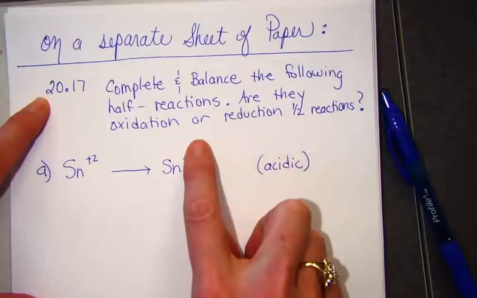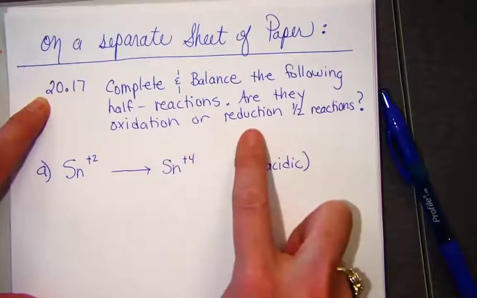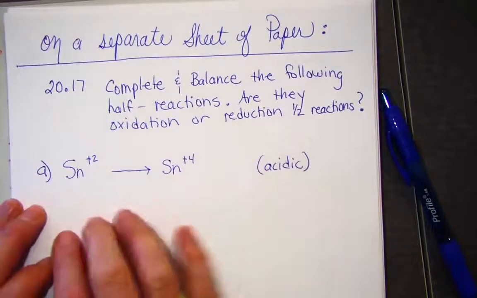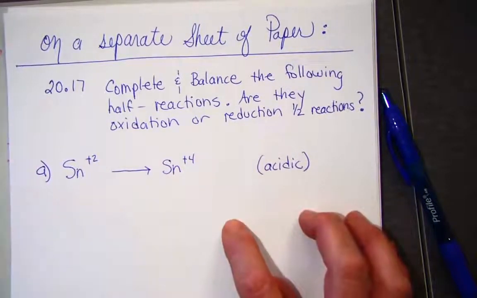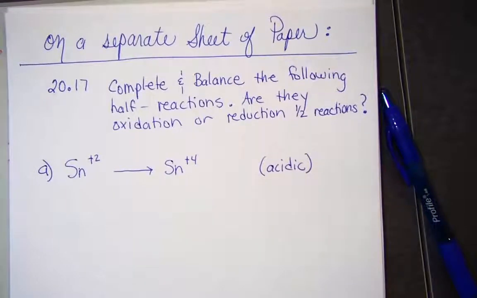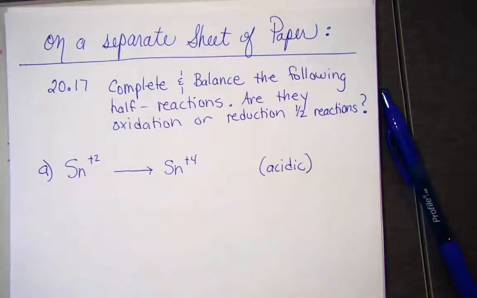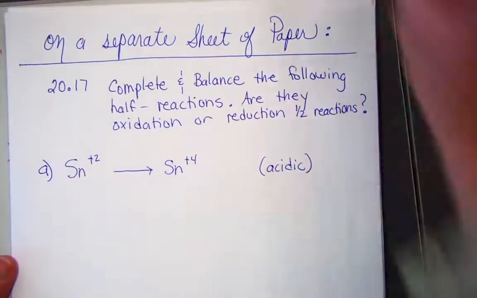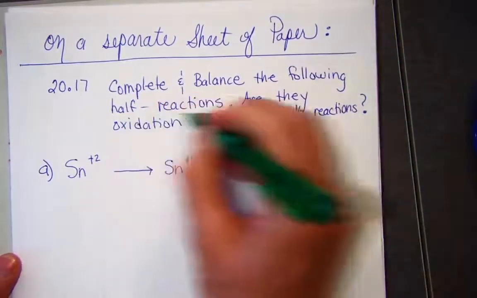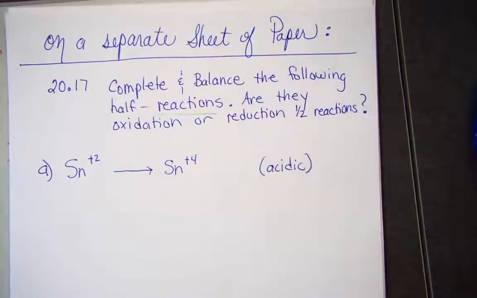And then decide if they're LEO or GER. Are they oxidation or reduction? So keep in mind, this isn't a complete reaction. It was one of the first things we did, practicing separating the two. This is half of a complete reaction. So just a note to self, these are already broken in half. So the first few steps we read out loud together a moment ago have already been done.